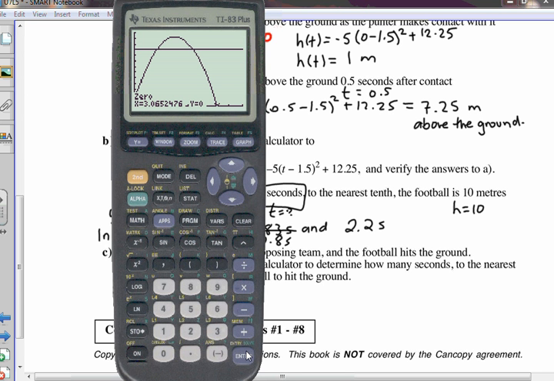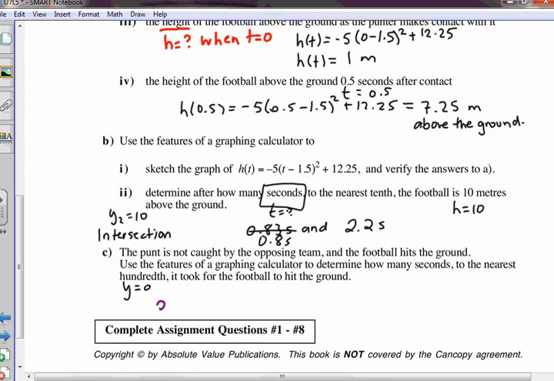Want me to go through that again? So second trace, 2 gives you zeros. We want the intersection with the x-axis. So left side so you can see it. Right side is when you can't see it anymore, because you want to go on the other, it's below. So you don't see it, then push enter, and then back up a bit, enter. 3.1. Okay, so we use second trace, 2 for zeros, and we got 3.1 seconds.